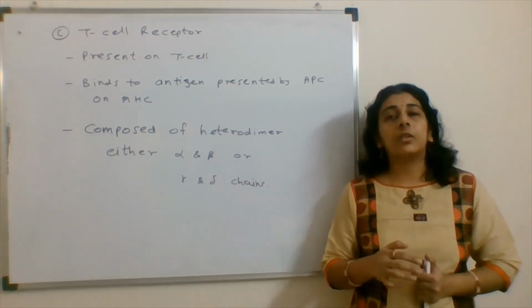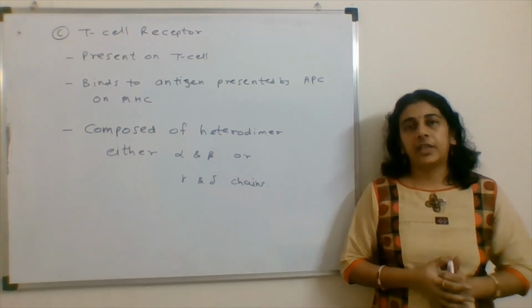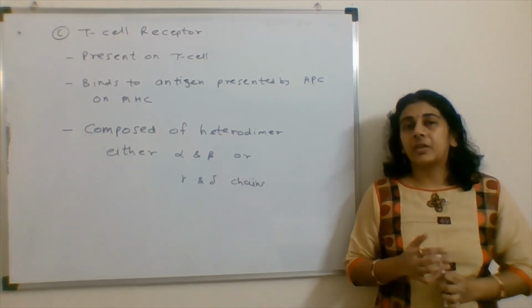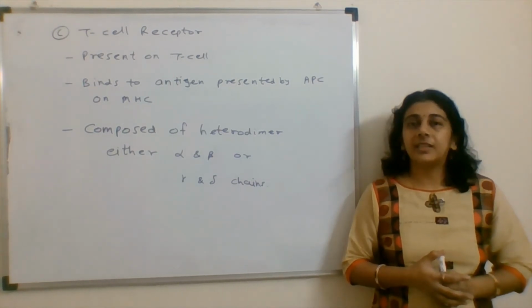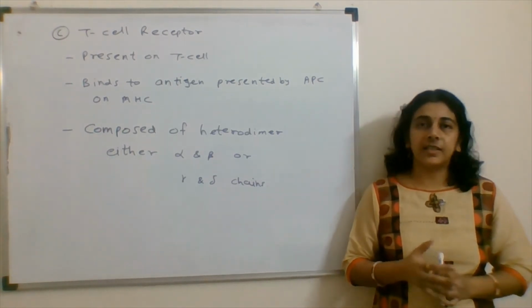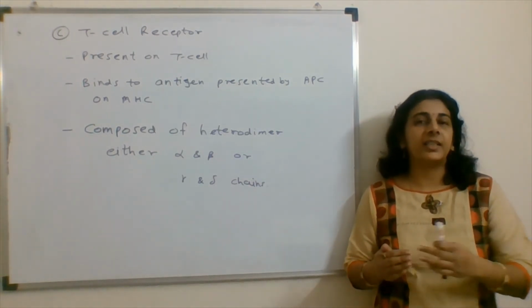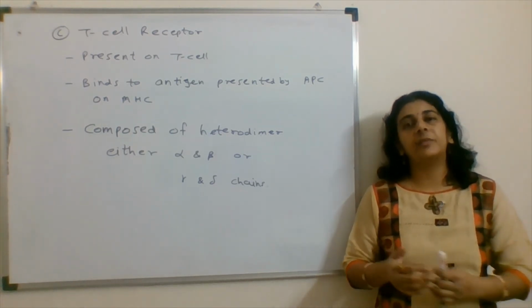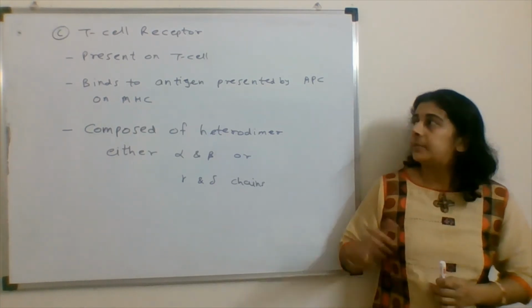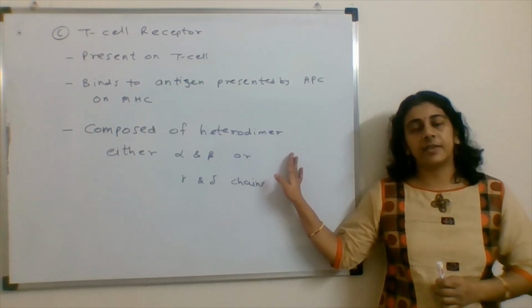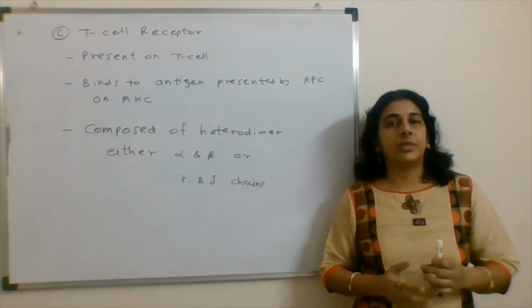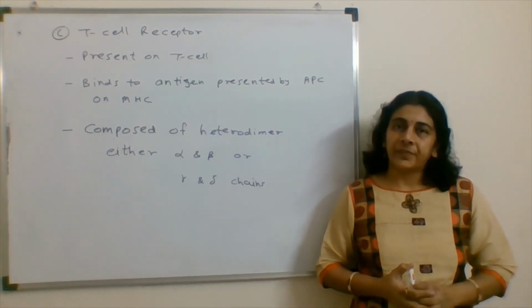Secondly, these are not soluble. Unlike the B cell receptor, or what we call antibody, which is a soluble glycoprotein that can get detached from the cell and move in the blood. But this is not the case with the T cell receptor. It remains attached to the T cell.